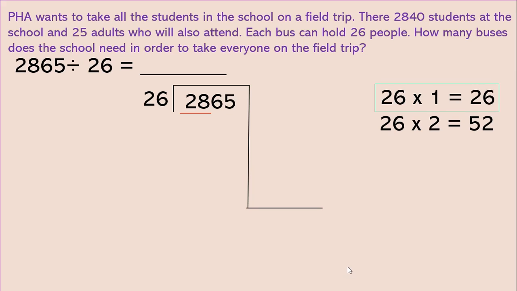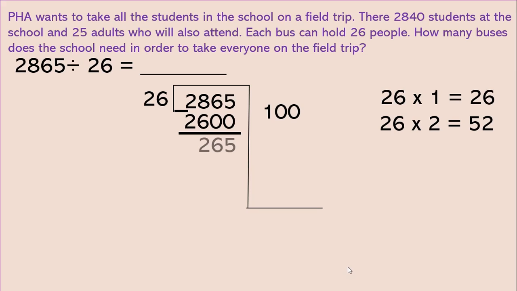But remember, we're trying to get close to 2,800s. So we're not going to be multiplying 26 times 1. We're going to be multiplying 26 times 100. So we're going to put 100 on the right. 26 times 100 is 2,600. Now let's subtract. Here, if we had 100 buses with 26 people on each, that means we could put 2,600 people on the bus and have 265 people left over.